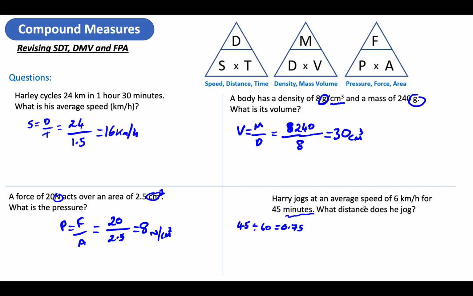Okay, so I've now changed that to hours, which means my 2 units match, and I can work it out. Distance. What is distance? Well, look up here. Distance, if I cover that up, I'm left with speed and time. They're next to each other, so it's speed times by time. My speed is 6. Times by my time of 0.75 hours. 6 times by 0.75 is 4.5. But what units? Well, it's distance, and the unit of distance in my question is kilometers. So it must be 4.5 kilometers.